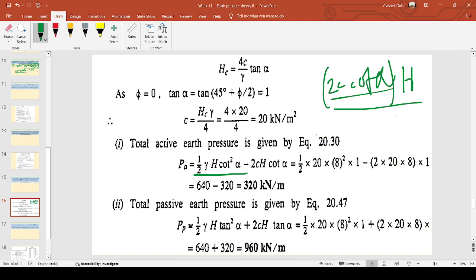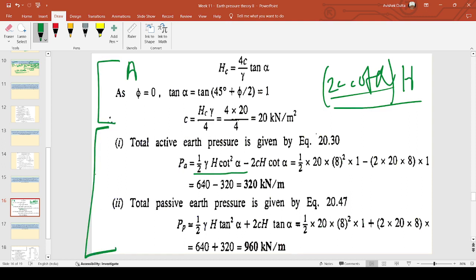I'm not talking about the zone of tension crack, how much it is there. Suppose I have told you, this is one site. This is site A, and this is site B. So in site B, when I'm placing it behind a retaining wall of 8 meter height, what is the generalized value?